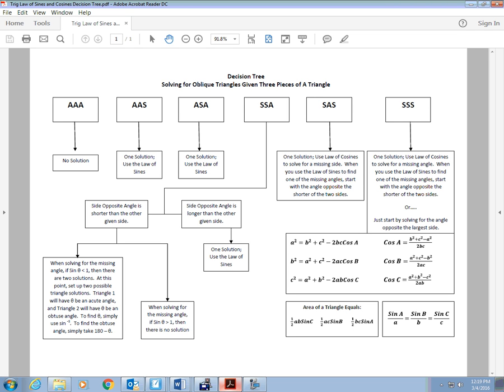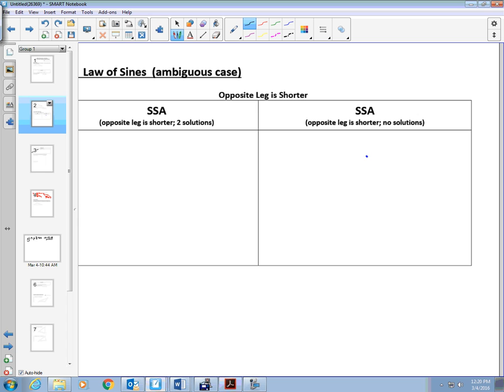And as you follow this flow chart, this is going to be important for you. You either need to learn how to use a flow chart or you need to have this ingrained in your brain. So you decide what you want to do. But the idea is this. The first step is we need to look at the side opposite the angle. If it's longer than the other given side, there's one solution. We'll use the law of sines. If the side opposite the angle is shorter, then there's either no solution or there are 2 solutions. These are the 3 scenarios that we run through today for side-side-angle. Are you ready? Let's do it.